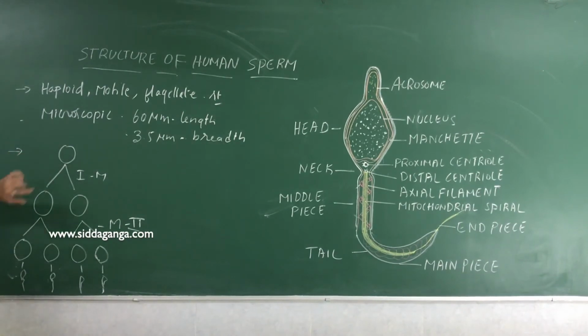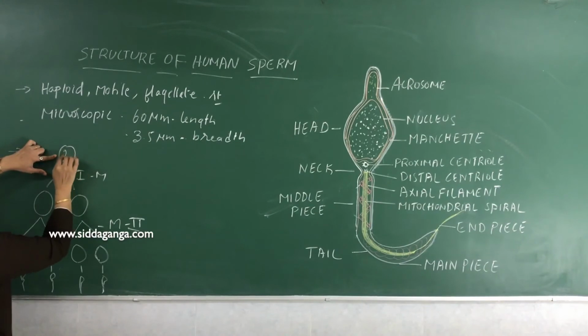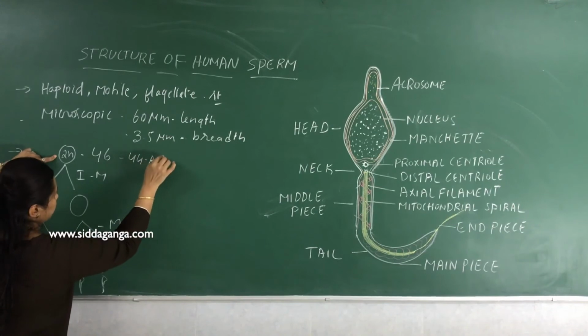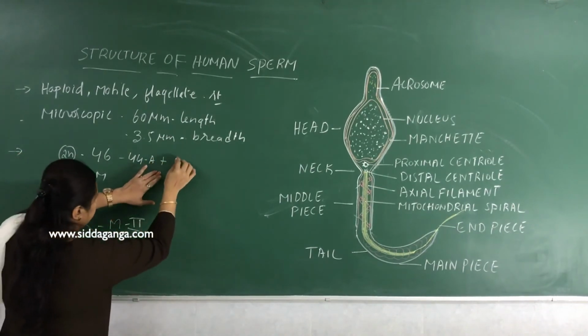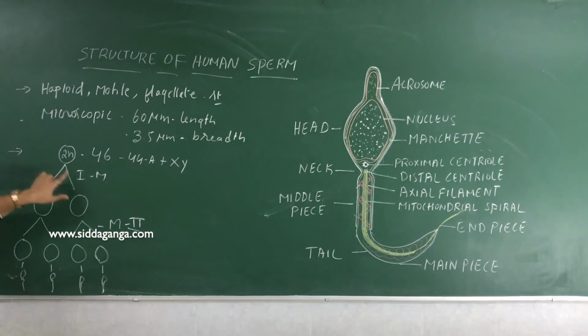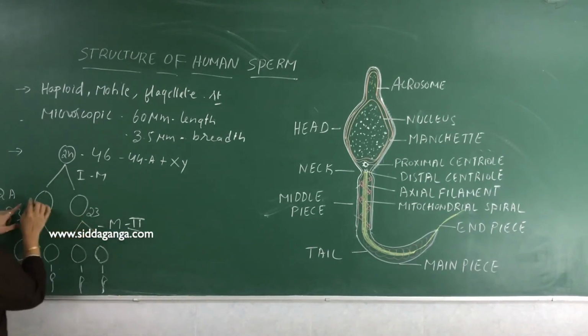See here, a primary spermatocyte. What is the ploidy of the primary spermatocyte? 2n. So what is the number of chromosomes then? Diploid set of chromosomes. In human beings it is 46. Out of 46, 44 are autosomes and the remaining two chromosomes are called the sex chromosomes. What are the sex chromosomes in males? X and Y. This primary spermatocyte undergoes meiosis first, which gives rise to two daughter cells. The resulting daughter cells are haploid with 23 chromosomes. Out of 23 chromosomes, 22 are autosomes and one is either an X chromosome or a Y chromosome.